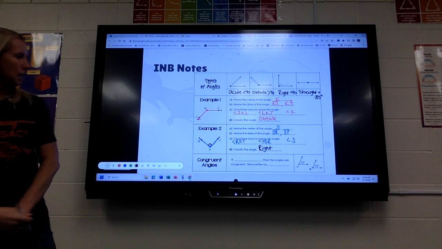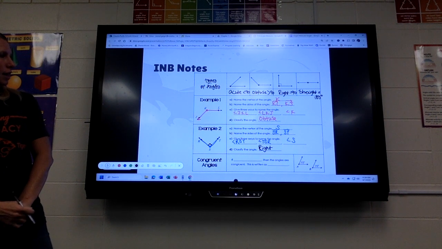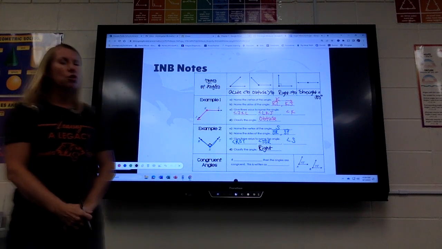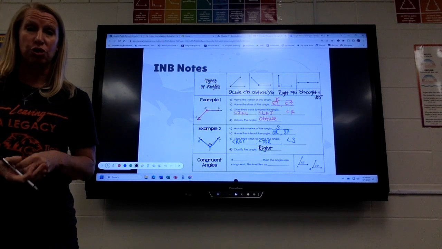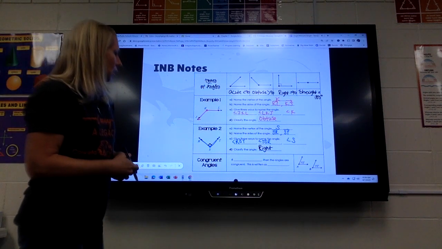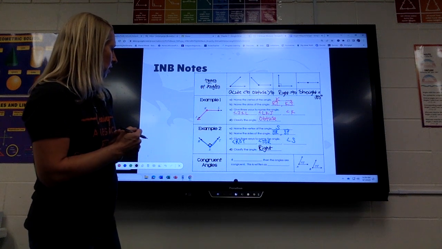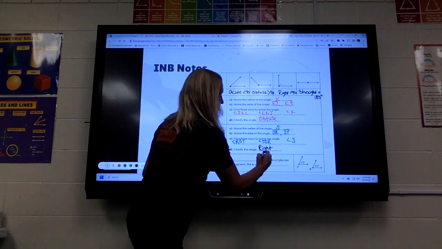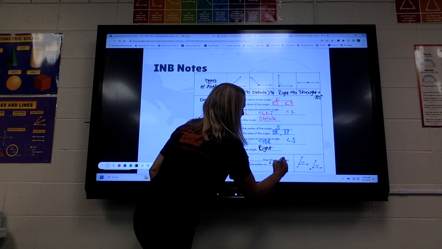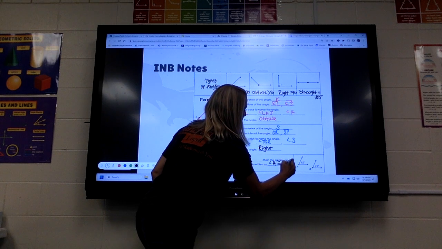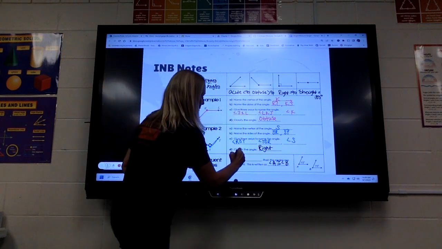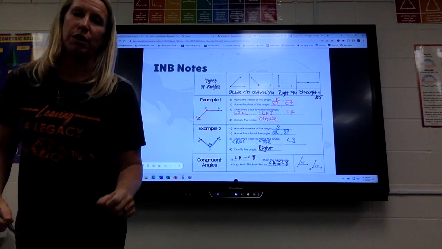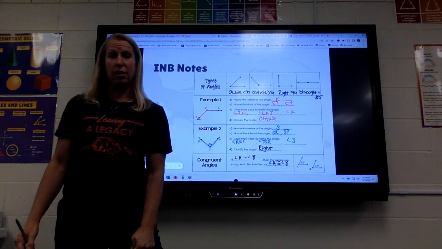So if you need to pause this to write all that down, I was going to try to move it up, but I don't think I can, so I'll go ahead and talk about this too. Congruent angles are angles that have the exact same degree measure. So it would be written as angle A is congruent to angle B. If angle A equals angle B, then the angles are congruent. So notice they both have a 75-degree angle.